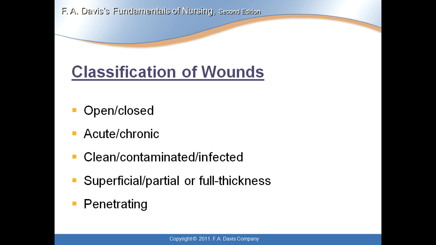So next we have classification of wounds. We have open and closed. We have acute and chronic. We have clean, contaminated, and infected. We have superficial, partial, or full thickness, and we have penetrating. So with closed wounds, I think of them as being bruises. So the skin actually isn't broken. We have open, which is an actual break in the skin. We also have acute, which is a short duration of a wound.